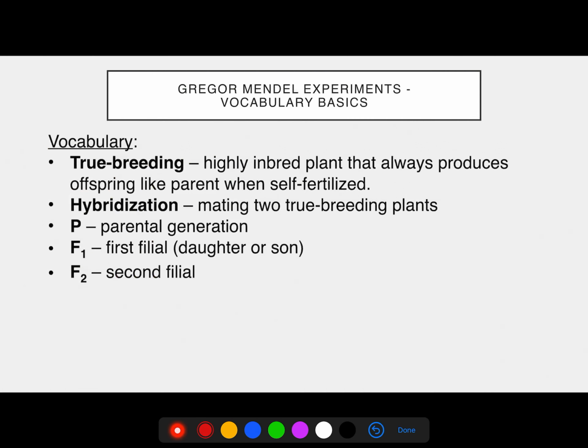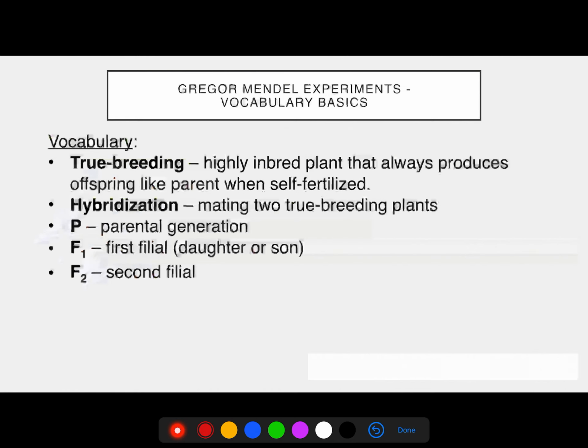Very easy to do. So before we get into the actual crossing and that kind of thing, you really need to pay very, very close attention to the vocabulary in this particular chapter. True breeding, hybridization, P, F1, and F2 are just some very basic terms that are used in reference to pollination and crossing organisms to create offspring.